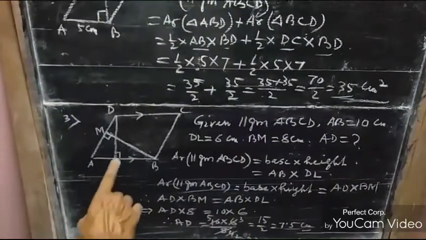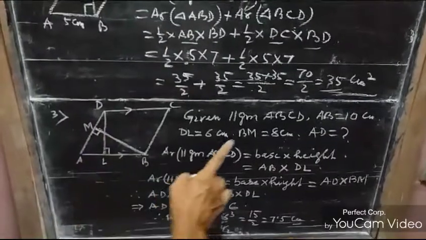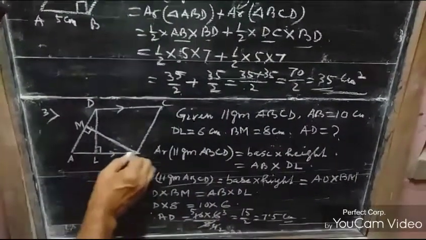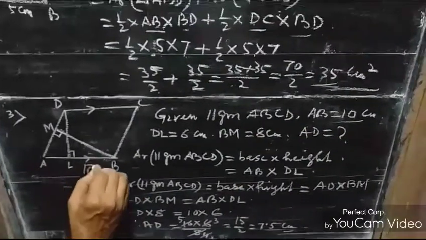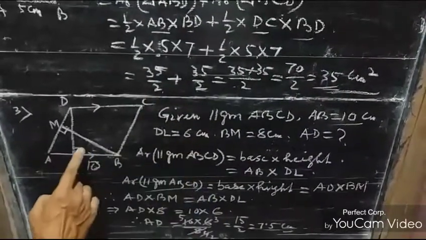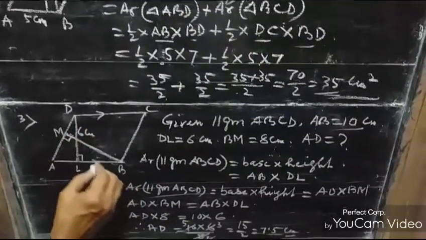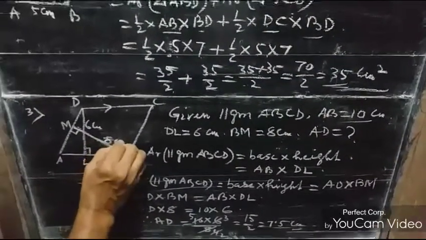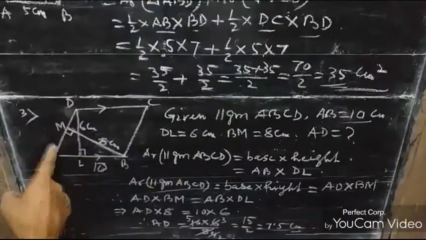Next one is given ABCD is a parallelogram whose AB is given 10 cm, and DL is 6 cm, and BM is given 8 cm.